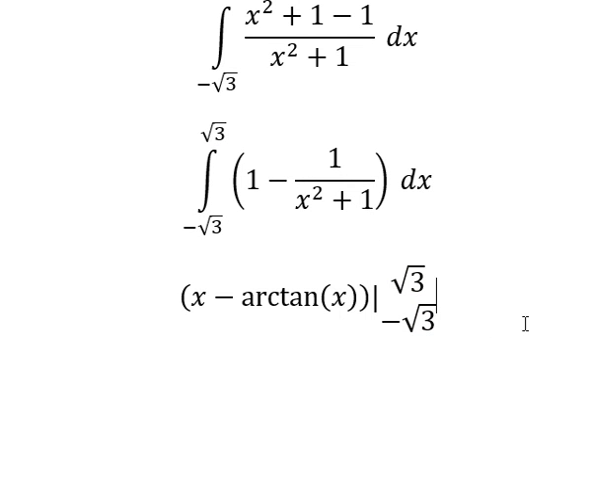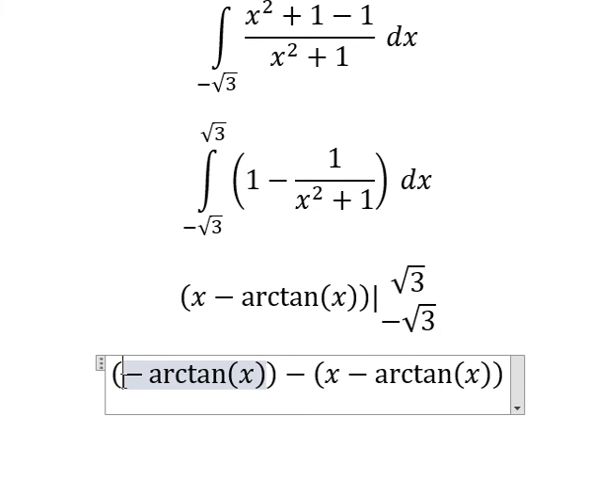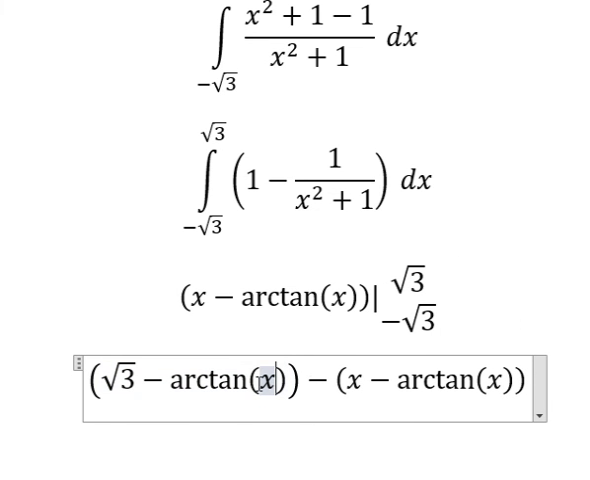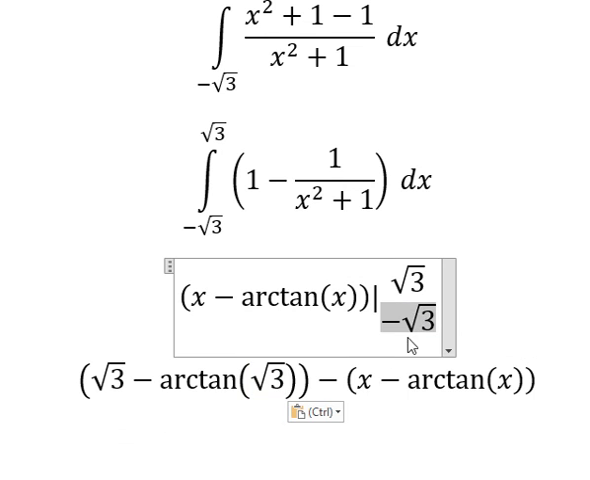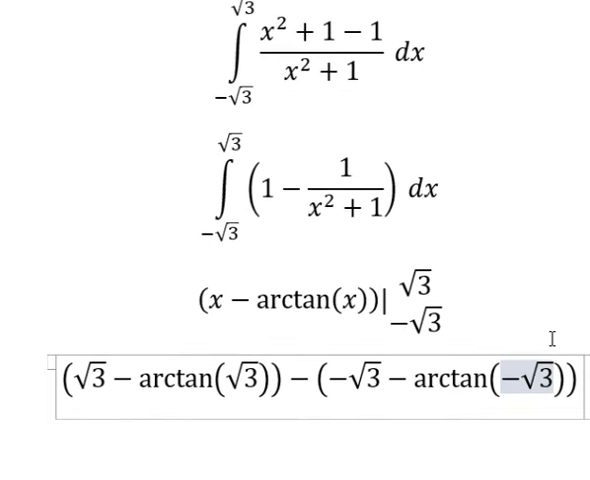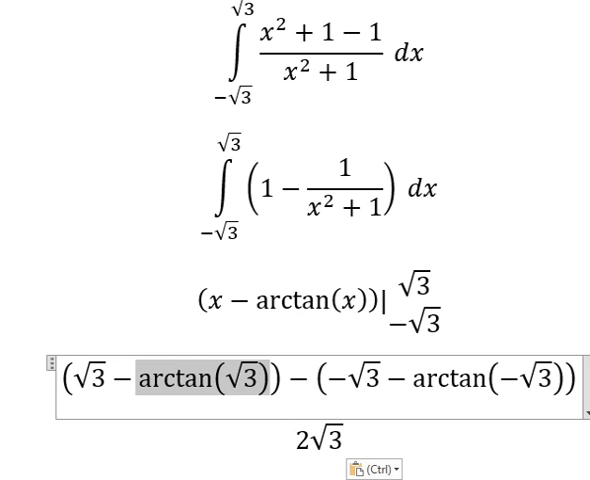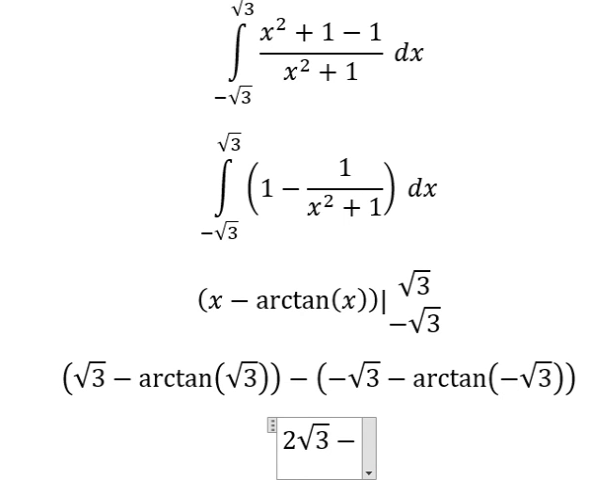And now we have the final answer. So I will put this one here, and this one here. So we simplify, and we got about 2 times the square root of 3. This one, with this one, we have about negative 2π over 3.